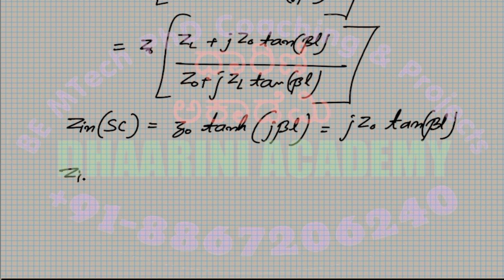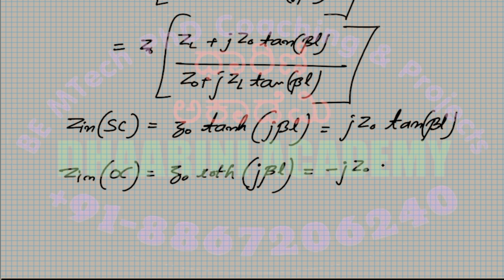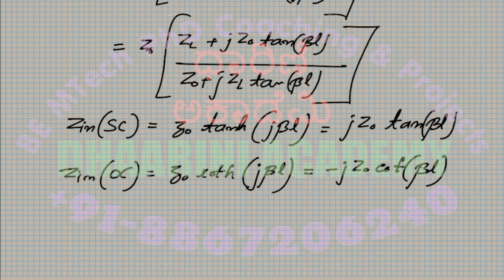Similarly, if I'm looking at the Z in of an open circuited line, just recall we calculated Z naught into coth of gamma L, which is j beta L. Here you have the opposite relationship. Coth of j theta is minus j times, I have a Z naught as it is, into cot beta L. So coth of j theta is minus j cot theta. Is it okay? All right. Then let's proceed further.